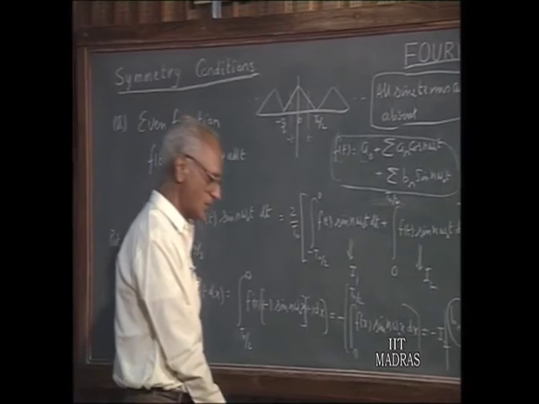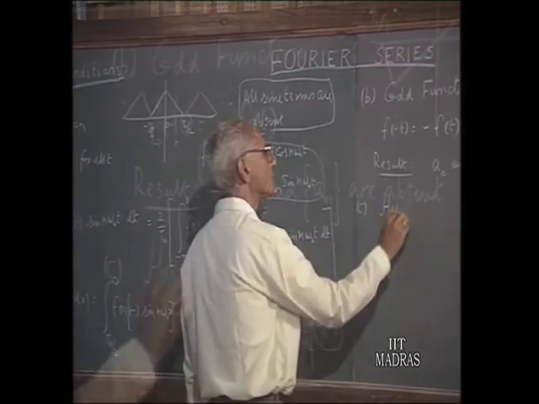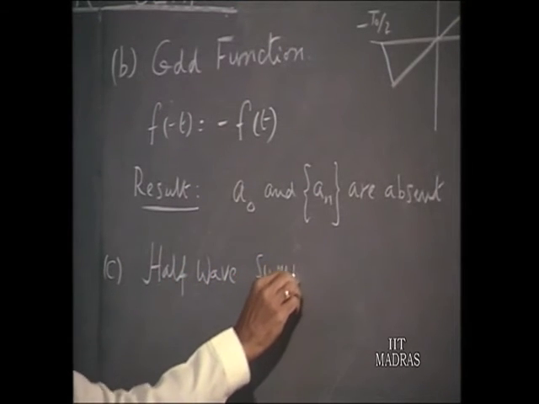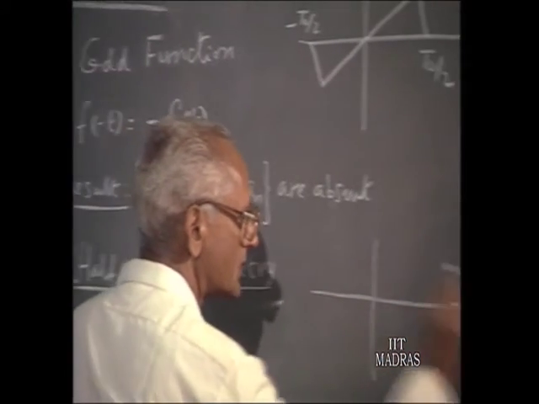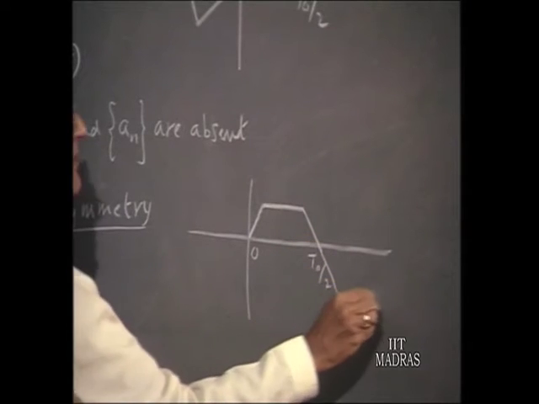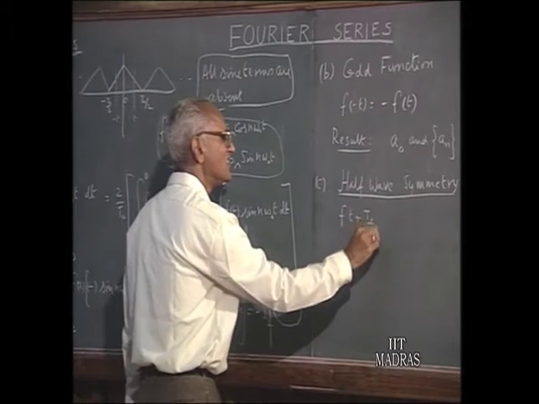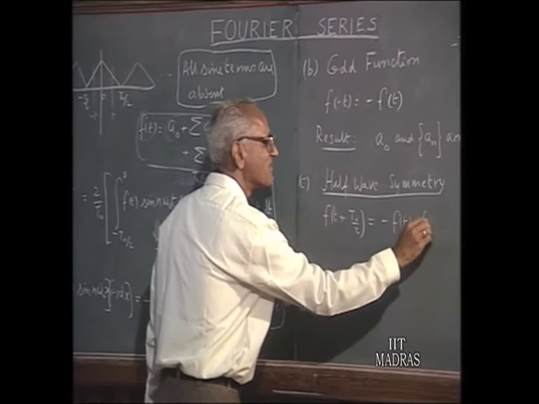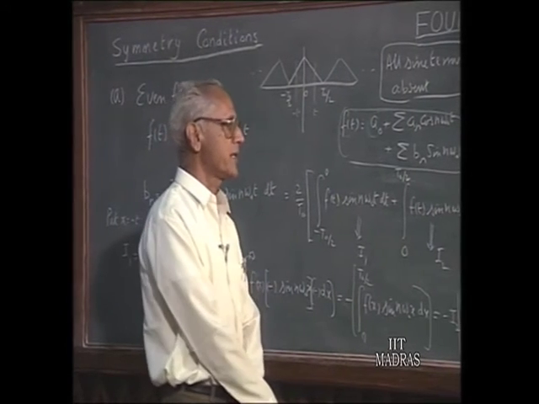A third type of symmetry which is quite important because it comes up on several occasions is half wave symmetry. Basically what it means is that if you have a particular variation for half the period, in the succeeding half period it will have exactly the negative of that variation. F of t plus t naught upon 2 is minus f of t for all t. Such waveforms are quite common, particularly in electrical machinery, when you have a rotor rotating and inducing the waveforms in the stator, whatever it is.